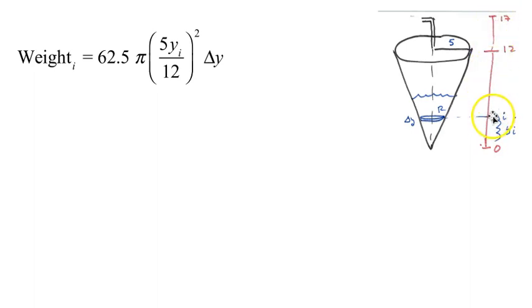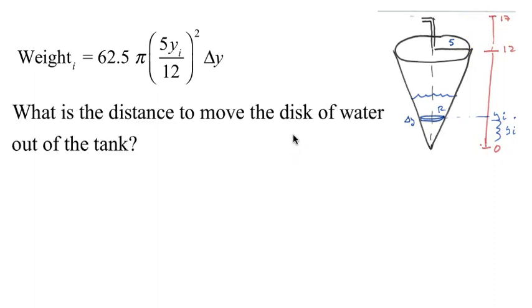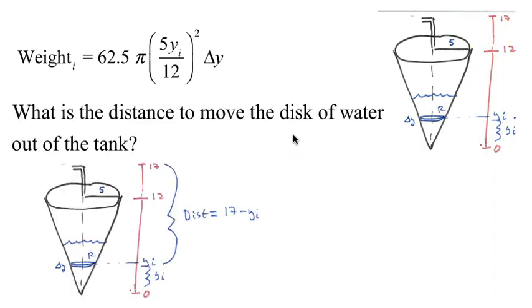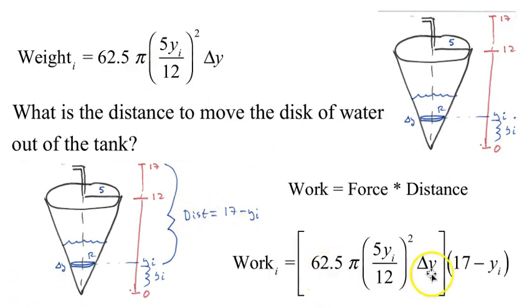What is the difference starting at y going to 17? Hope it's obvious. That's going to be 17 minus y. So the distance to move that out, 17 minus y. That's our subtraction. Work is force times distance. We're starting with this one little disk of water. Force times distance. There is the force. Weight is the force. There is the distance. We put those together. Force times distance is the work to move that little disk out of that cone.